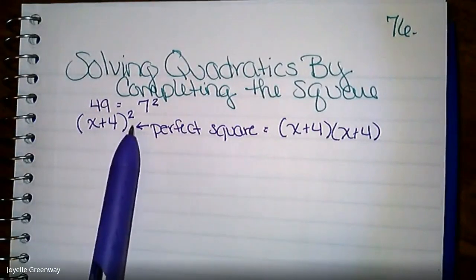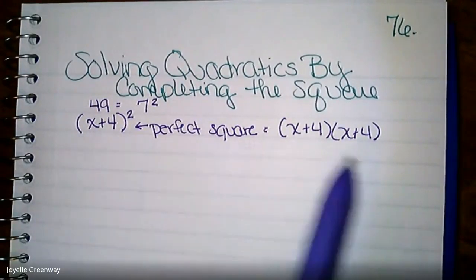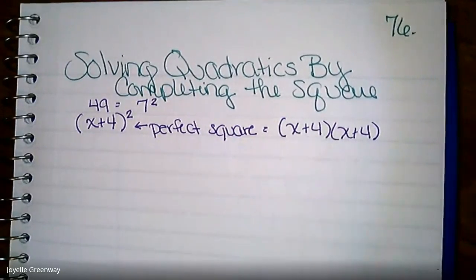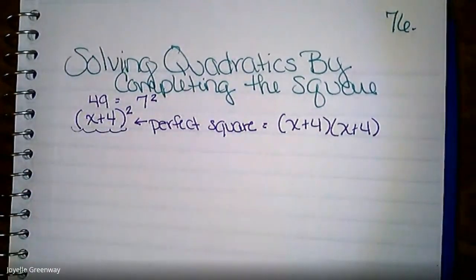So it's the same factor multiplied by itself, okay? Just like 49 is a perfect square because it is 7 squared, (x + 4) quantity squared is a perfect square binomial because when you expand it out, you get 2 factors that are exactly the same. Keep in mind that this is what we're talking about when we're completing the square. We want a perfect binomial square. That's our goal, and I am going to show you how to do that.